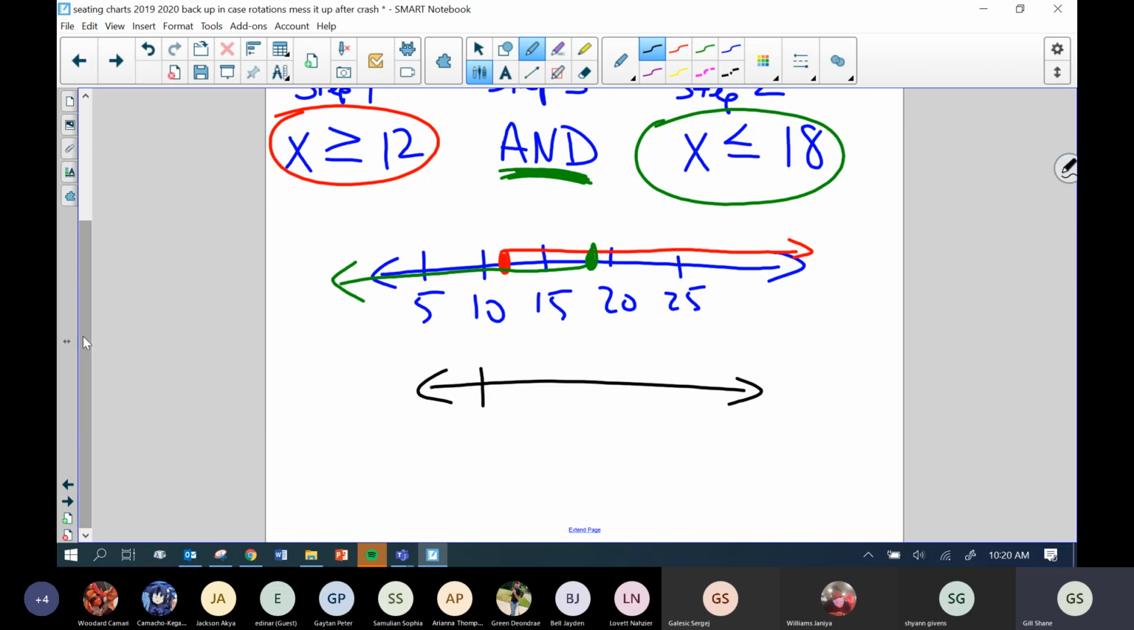Now my final graph, I'll still do 5, 10, 15, 20, 25. My final graph needs to be between or equal to, so basically right here, that's my final graph where I have both lines. So I would put a closed circle on 18, a closed circle on 12, and then I would shade the area in between. So that's my final answer when it's an "and" problem.